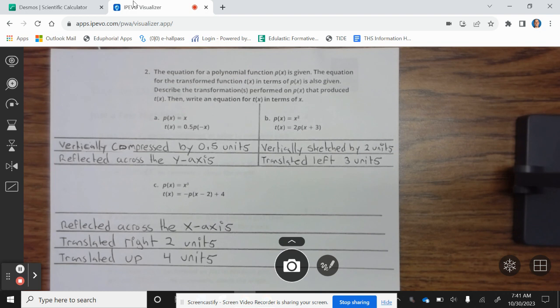When p of x equals x squared, t of x equals 2 parentheses p of x plus 3. That's vertically stretched by 2 units, translated left 3 units. When p of x equals x cubed, t of x equals negative p parentheses x minus 2 plus 4. That's reflected across the x-axis, translated to the right 2 units, and translated up 4 units. All right, let's take a look at the next page.